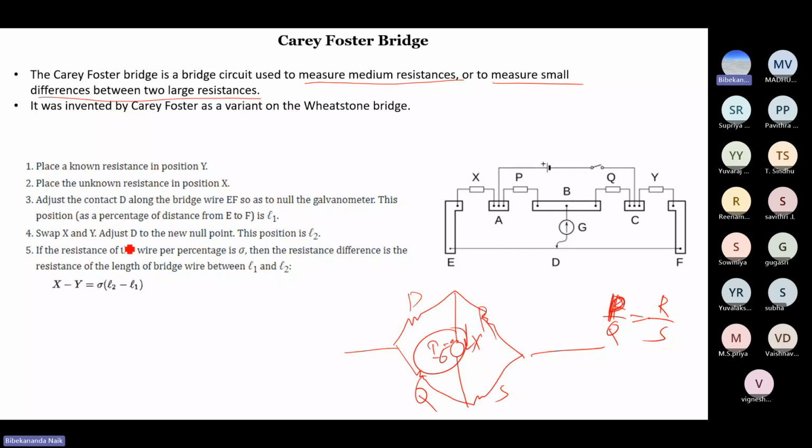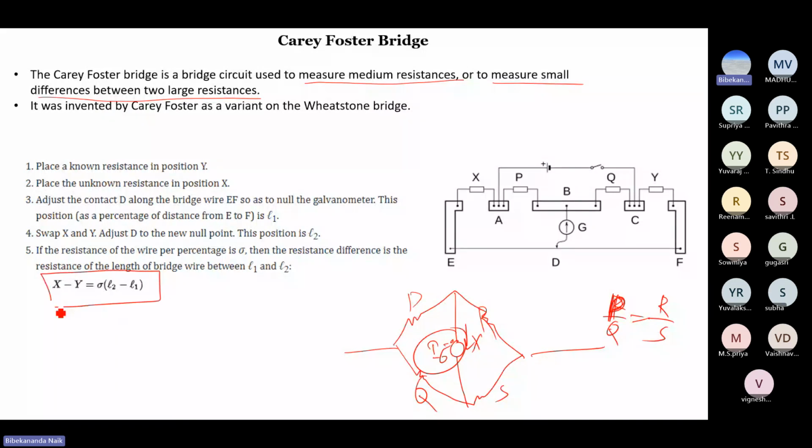So when you adjust the contact D along the bridge wire EF, so that there is a null in the galvanometer, that is, no current flows in the galvanometer, this position is called L1. Similarly, we interchange the positions of Y and X. In that case, there will be another null point, L2. Then the resistance difference can be calculated. The resistance difference is X minus Y equal to sigma times (L2 minus L1).